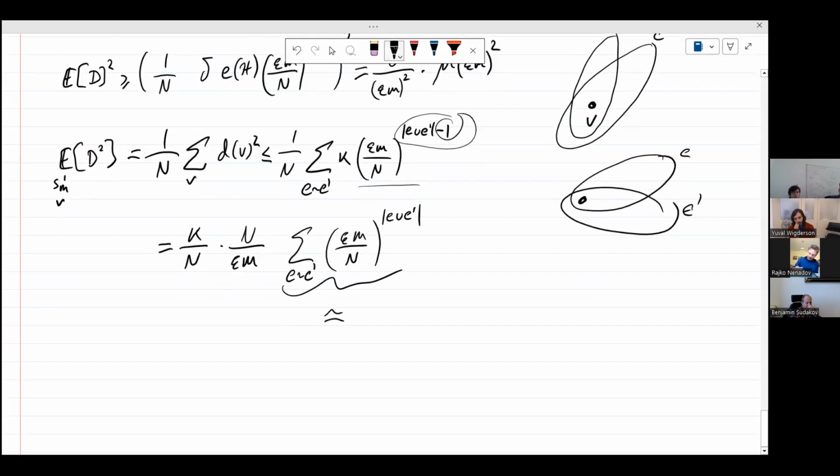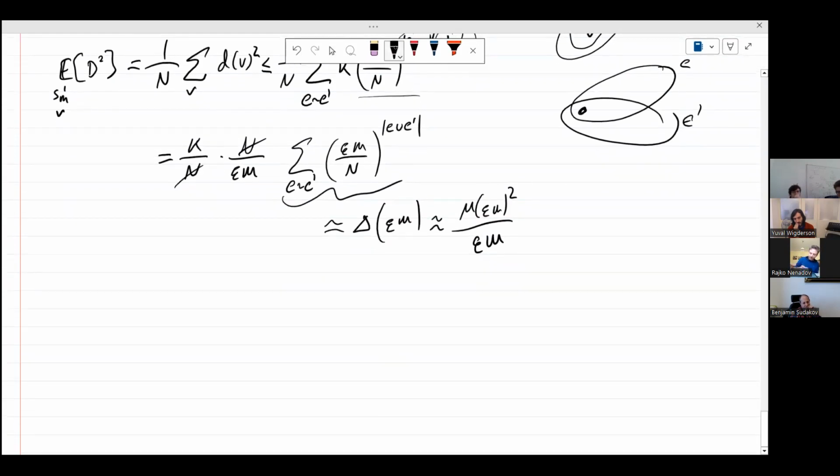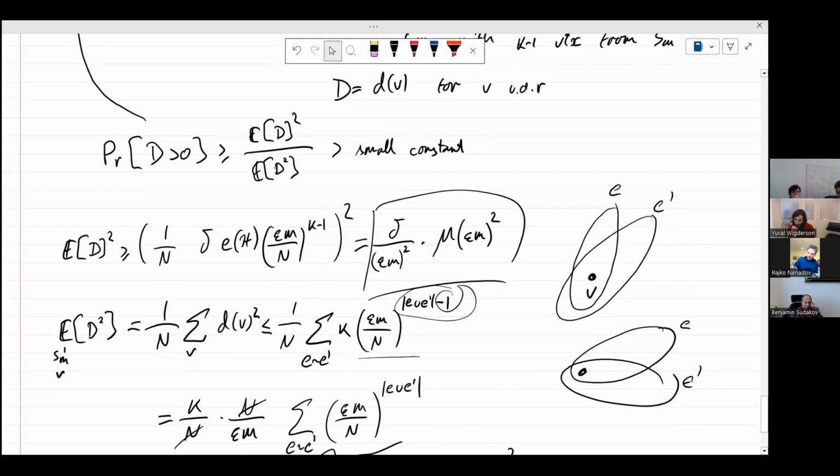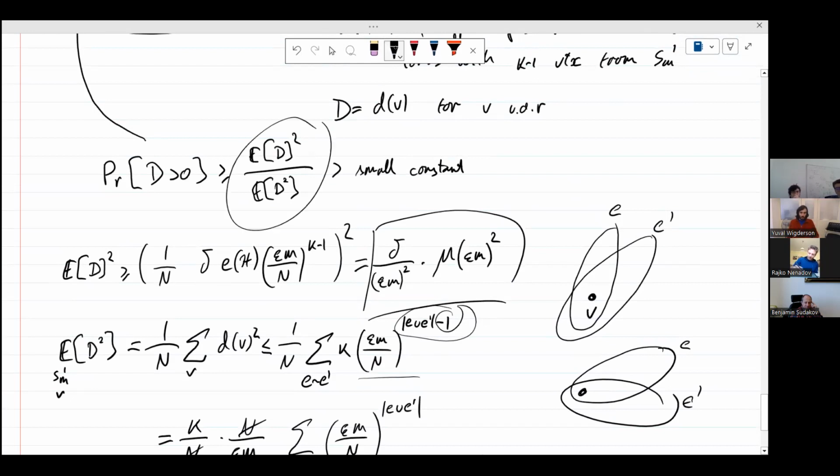Right, but this sum here is exactly d of delta of epsilon m. And because epsilon m is still much bigger than m naught, I know that this is roughly the same as mu epsilon m squared over epsilon m. And then n cancels out. What I'm left with is k times mu epsilon m squared over epsilon m. So I have this, and I have something very similar here. And then when I plug both in here, what I get is, it's at least delta over k, which is precisely what I wanted.